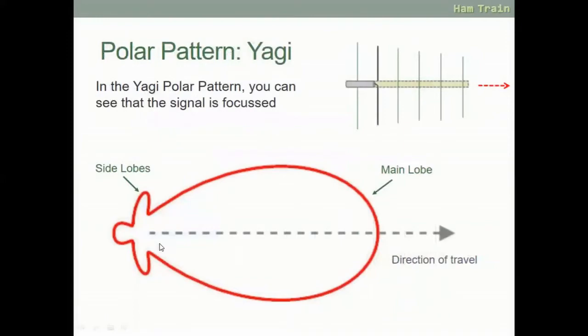So here we have the Yagi pattern. If you imagine, this is where the driven element is just here. And behind it, you have a reflector, and the reflector would go through the side lobes. And then your directors would be positioned within this bubble, and it pushes the signal in this direction.